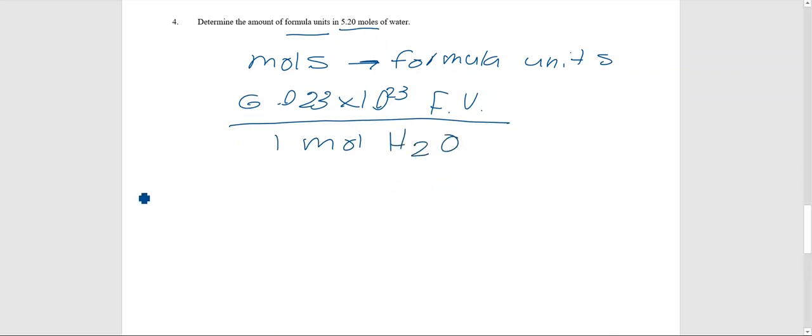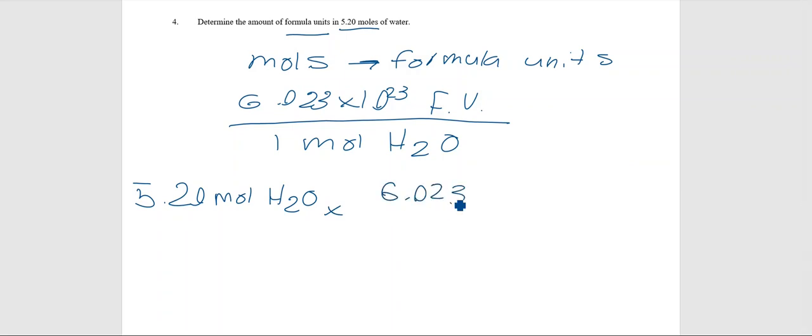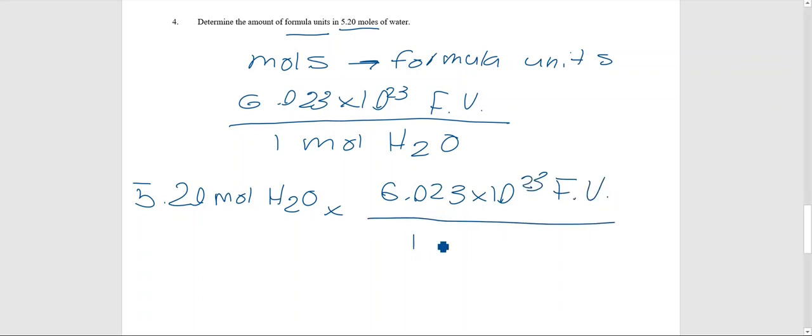So we set that up. We have 5.20 moles of H2O, and you multiply that by Avogadro's number. When you do that, moles of H2O is being divided by moles of H2O, and your final unit that you're left with is formula units, which is exactly what you want.